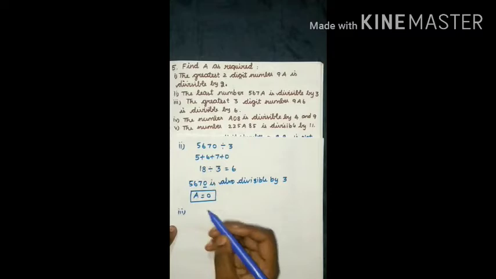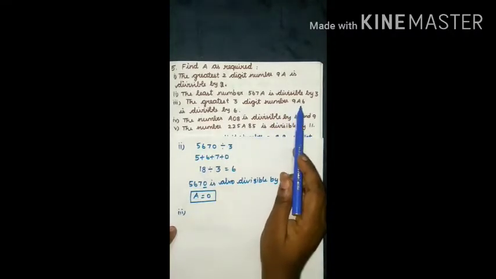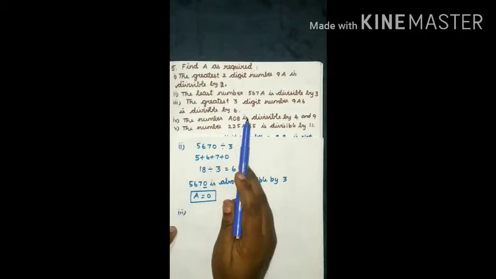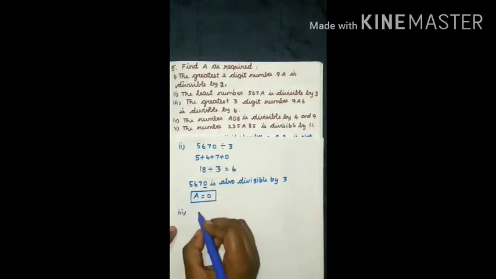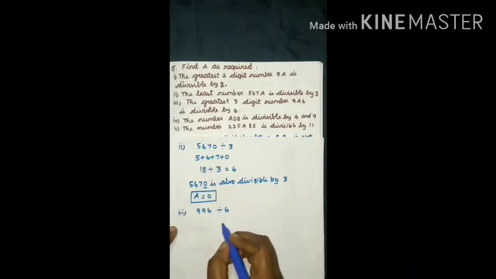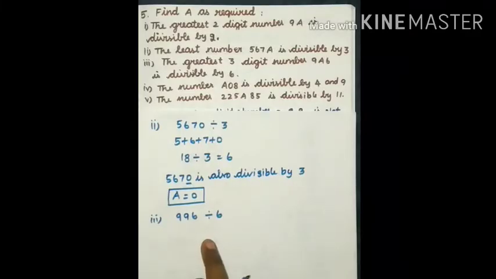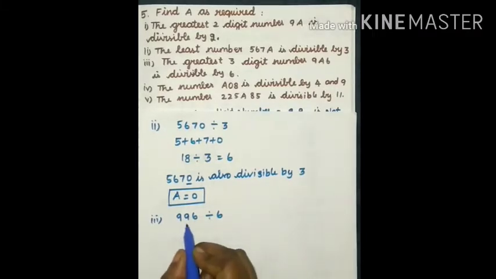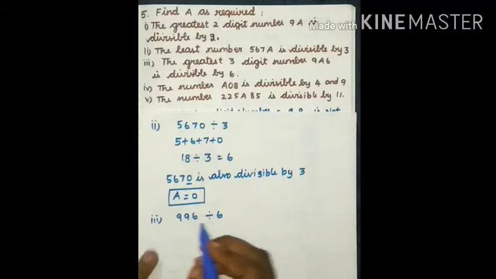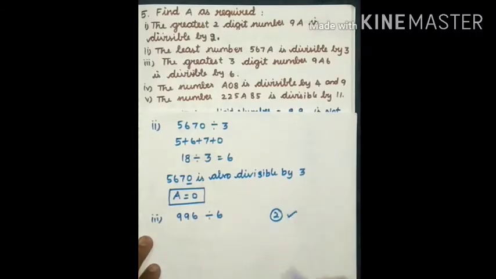Third one. The greatest 3-digit number 9A6 is divisible by 6. Greatest 3-digit number we have to find. So let's substitute A value as 9. We have to check whether 996 is divisible by 6 or not. A number is divisible by 6 if it is divisible by both 2 and 3. See, here 996 is an even number. It ends with 6, so it is definitely divisible by 2.